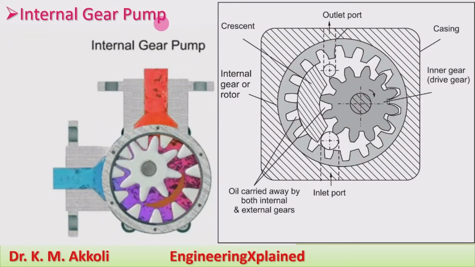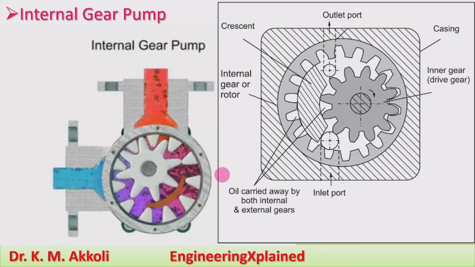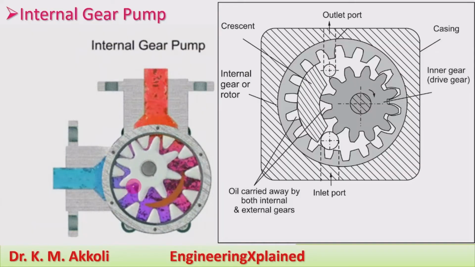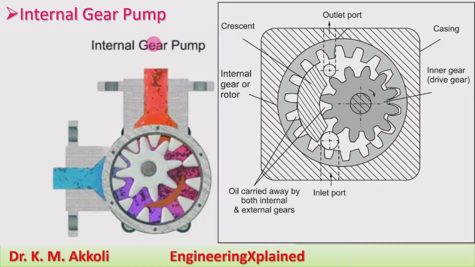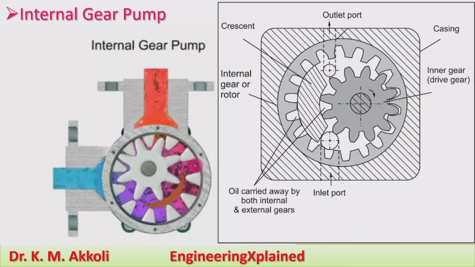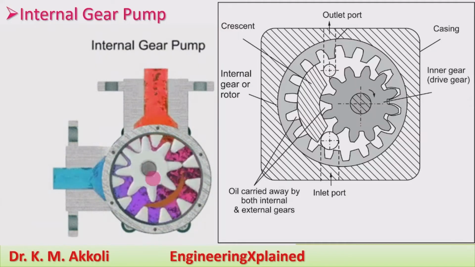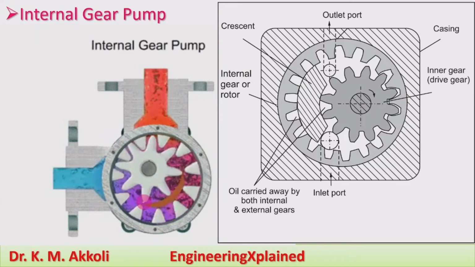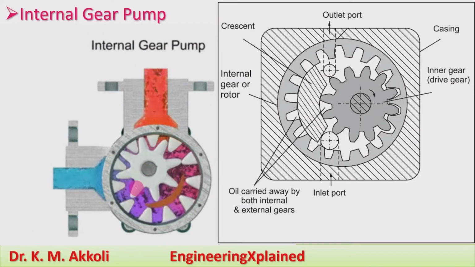Next one, internal gear pump. In the internal gear pump, the two gears we are going to use are engaging internally. Here this is the inlet, the fluid is coming here, and this is the outlet. This is the outside gear, and this is the inside gear, which are engaging internally during rotation. And here an offset is used in order to carry the oil.